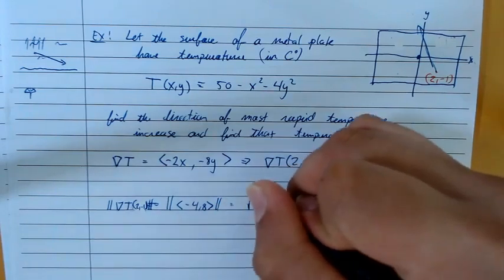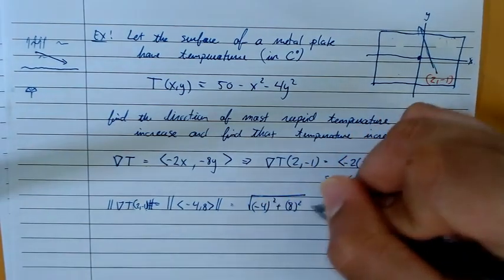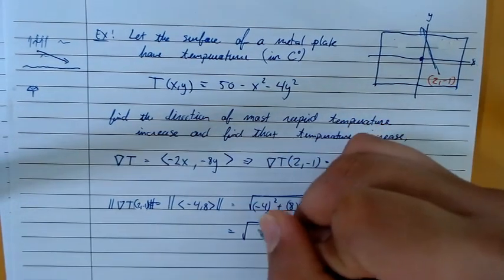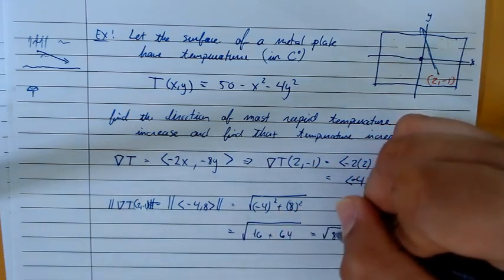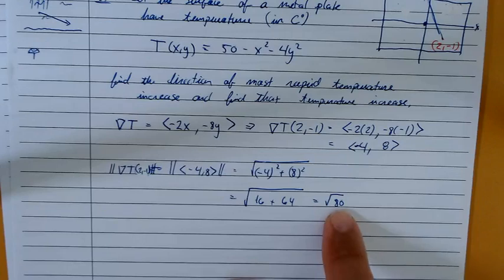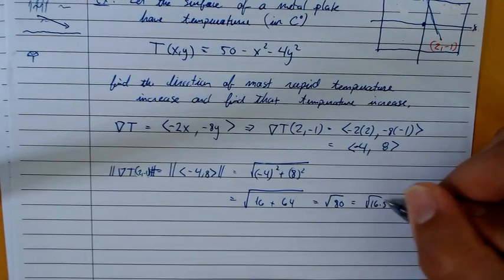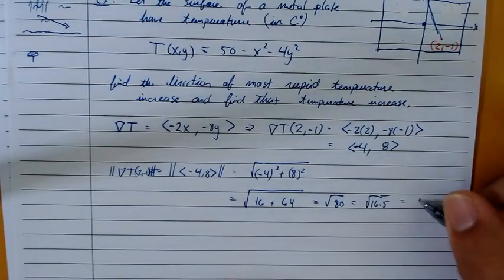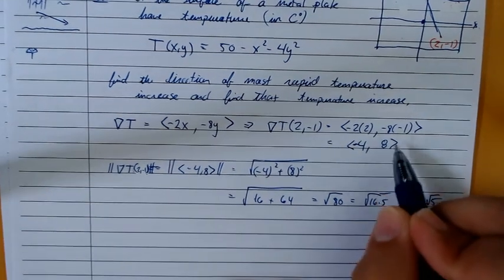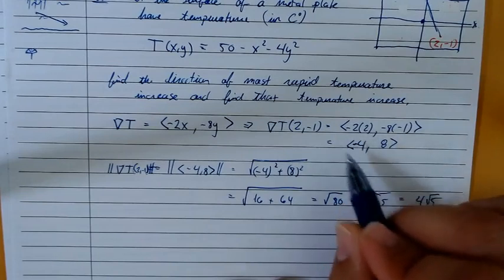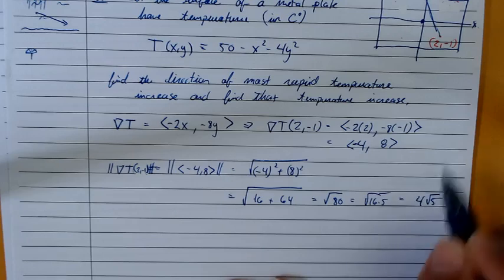All right, so that's going to be the square root of negative 4 squared plus 8 squared, which is the square root of 16 plus 64, which is the square root of 80. Here I can factor that out a bit. That'll give me root 16 times 5, and I can take the square root of 16. That'll give me 4 root 5. So that means that this will be the direction of most rapid temperature increase. And if I do go in that direction, that's going to be the amount of temperature increase in that direction.